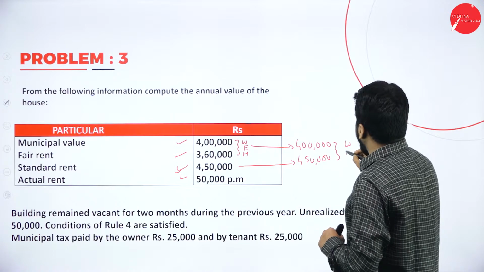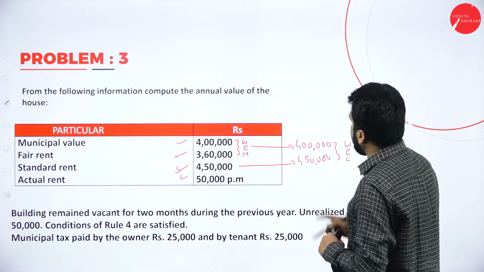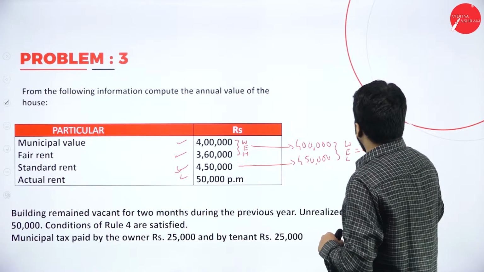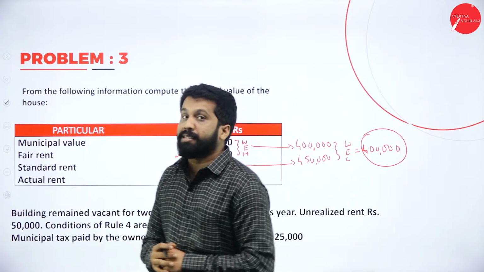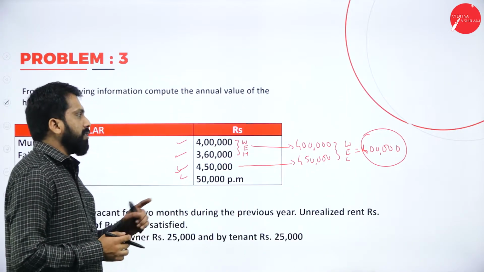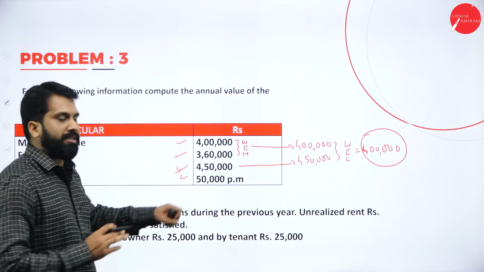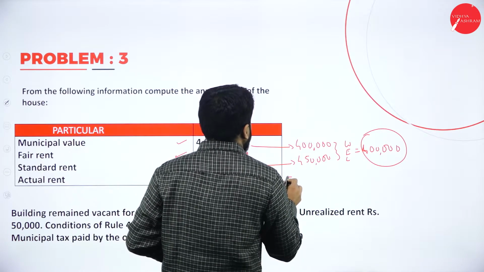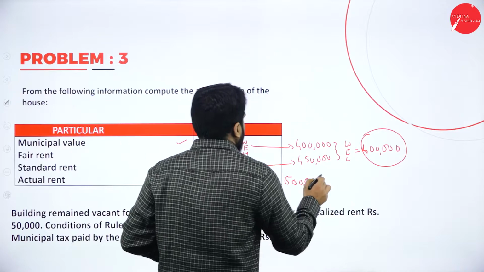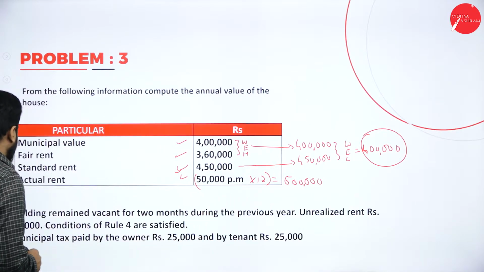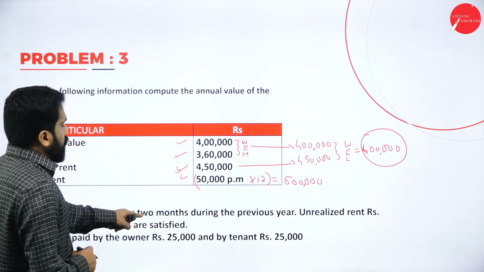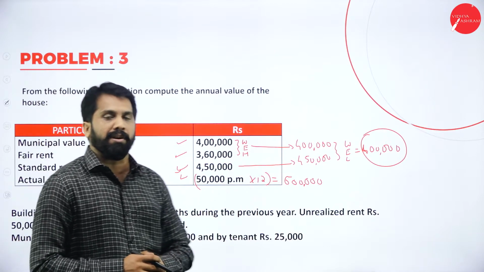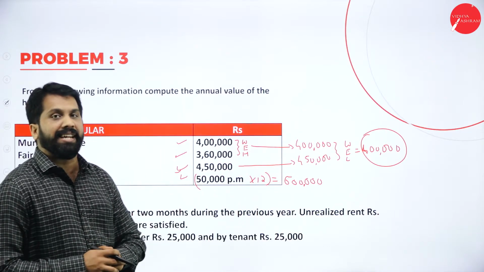Compare, whichever is less. The answer is very simple. It is 4 lakh. Any doubt up to this? No doubt. Whatever answer you got, you have to compare with your actual rent. What is your actual rent? 50,000 into 12. It will be 6 lakh. Do we have any adjustment for 6 lakh? We'll check. Building remained vacant for 2 months during the previous year. Unrealized rent rupees 50,000. Remember, unrealized rent we will not consider, but we will consider the vacant period.